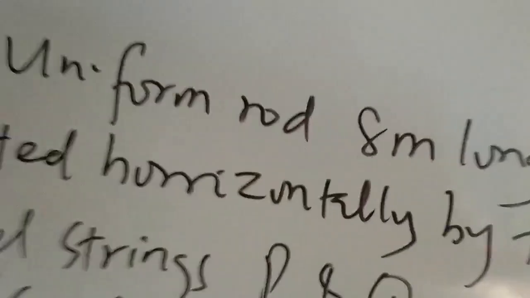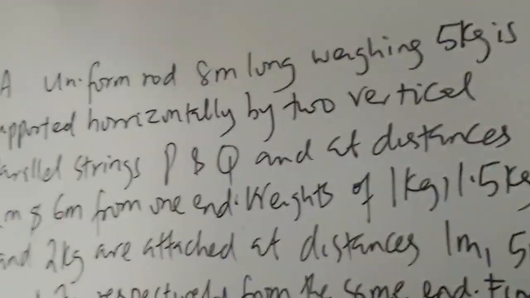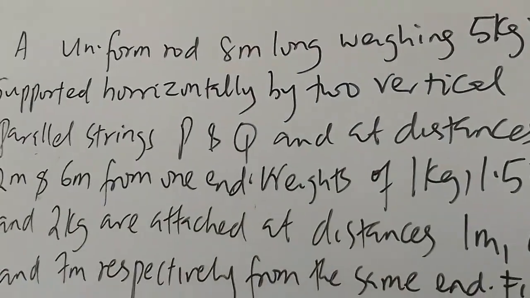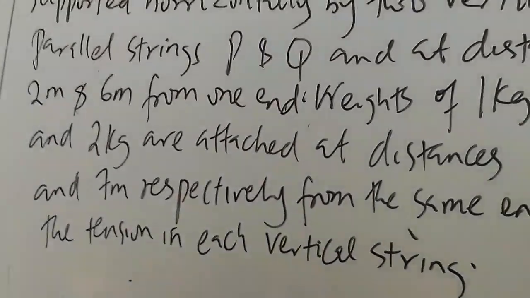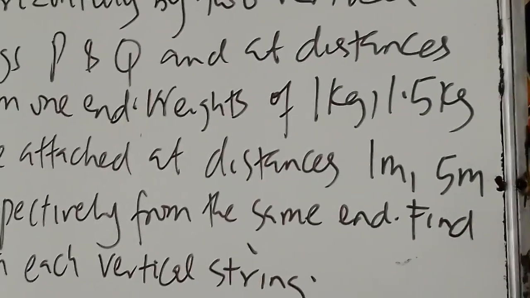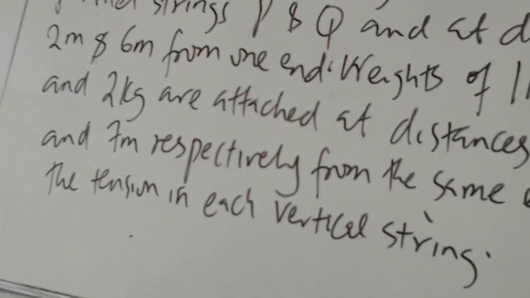So go to the next question, that says: a uniform rod, 8 meters long, weighing 5 kg, is supported horizontally by two vertical parallel strings, P and Q, at distances 2 meters and 6 meters from one end. Weights of 1 kg, 1.5 kg and 2 kg are attached at distances 1 meter, 5 meters and 7 meters respectively from the same end. Find the tension in each vertical string.